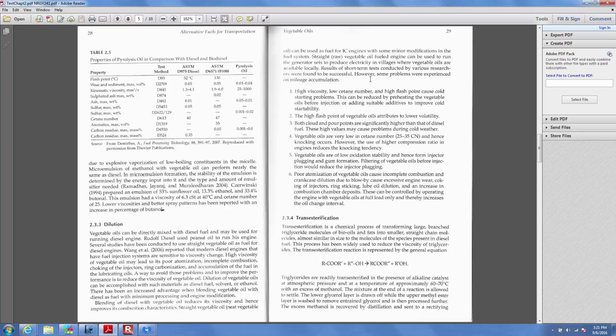High flash point of vegetable oil is lower volatility, which can be good or bad. Diesel fuel by itself is not all that easy to light either, but it's actually harder to light vegetable fuel than it is to light diesel fuel. So your fire risk is a lot lower. Because of the clouding and pour points we talked about.